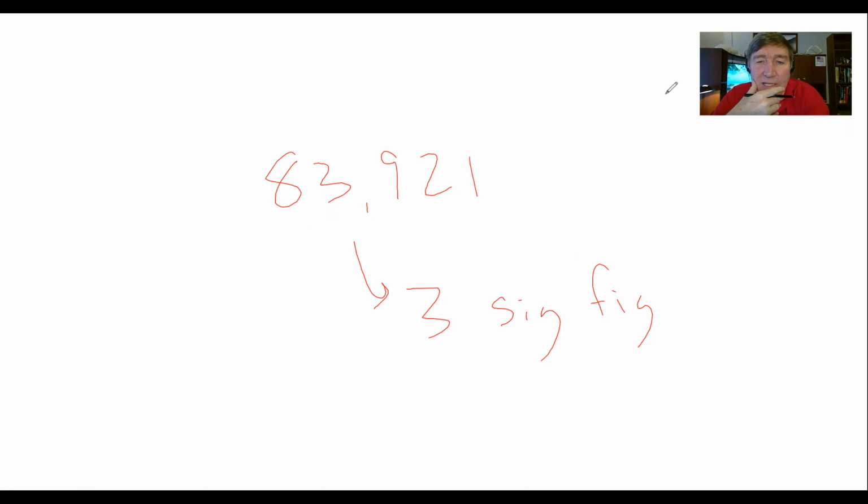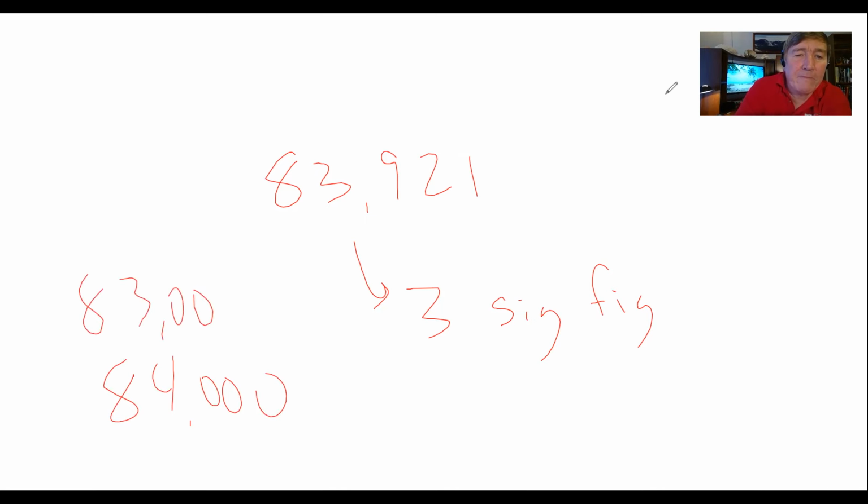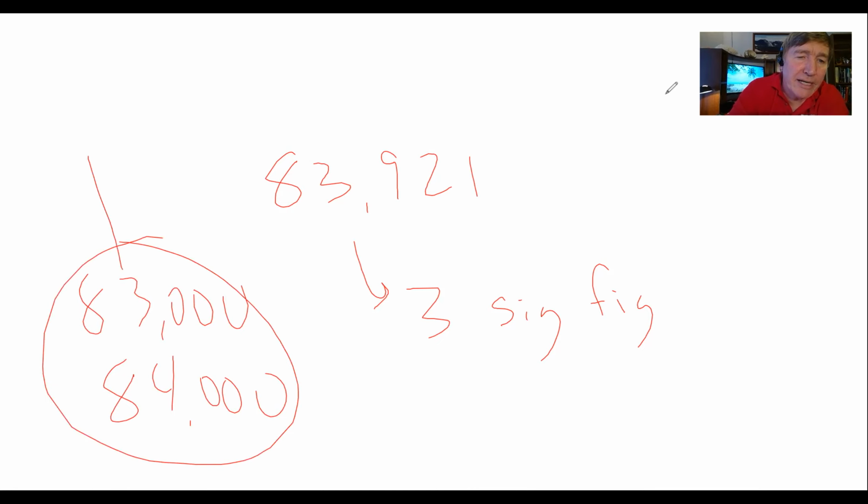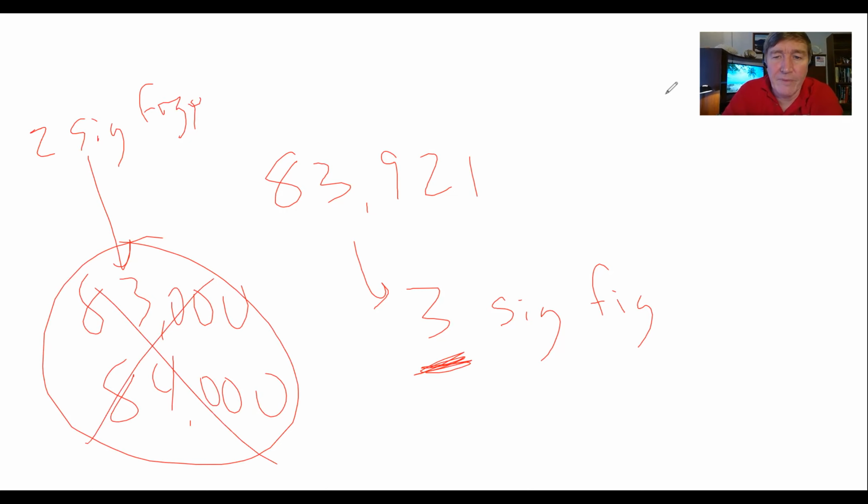Okay, so what I'm seeing is that some of you are getting this, but some of you are not. I'm seeing one answer. Somebody said 84,000. Somebody else said 83,000. But hopefully you guys recognize that these have 2 significant figures. That's not what I asked for. I asked for 3 significant figures. So those aren't right.